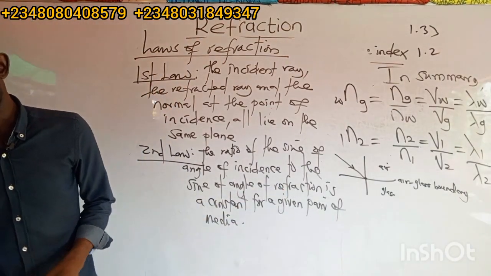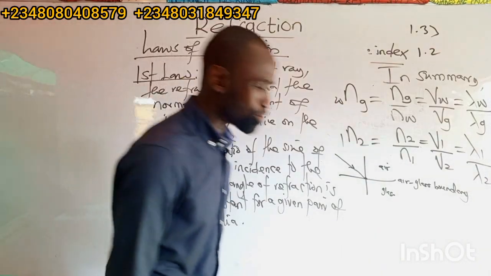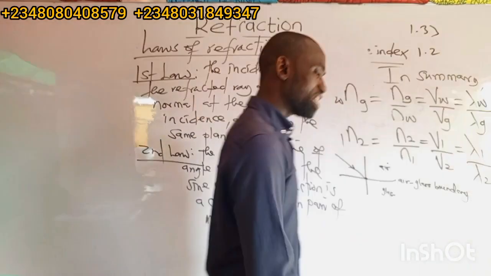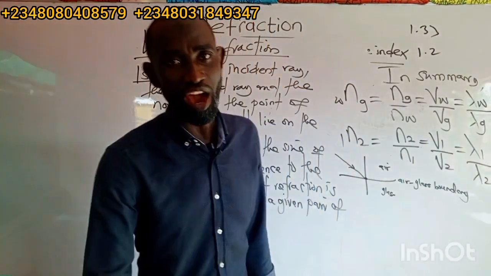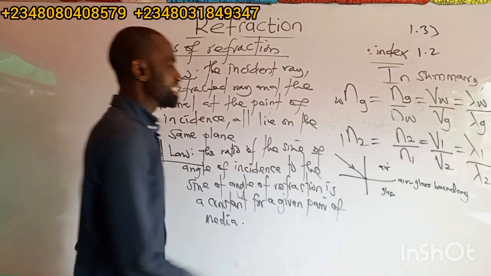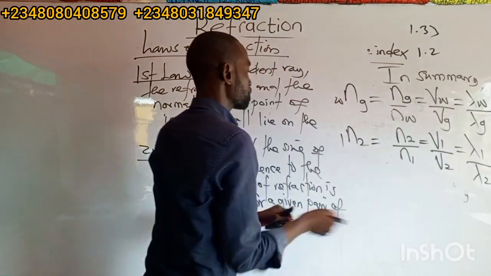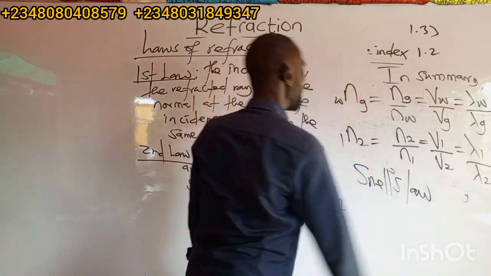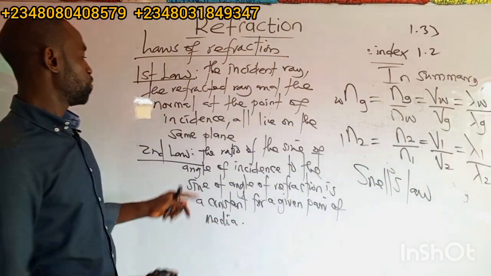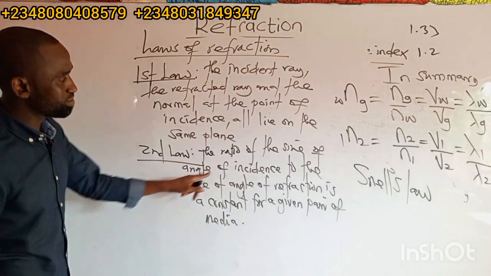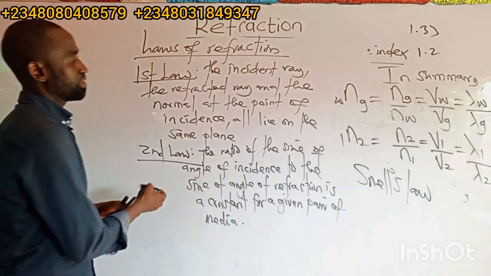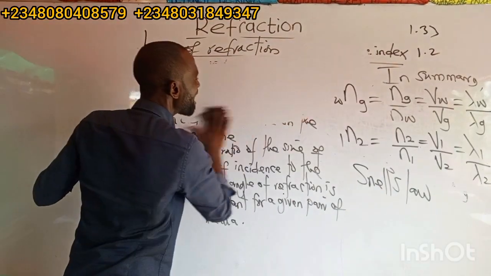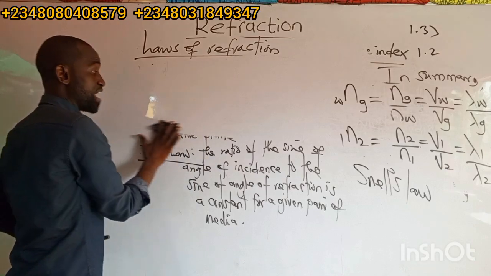This second law of refraction is called Snell's law. What is the other name for the second law of refraction? It is called Snell's law, spelled like this. So if you are asked to state Snell's law, Snell's law is the second law of refraction. What is this law saying? Let us interpret it. Just pause the video, take the laws down, because we are going to hear that very sweet now.